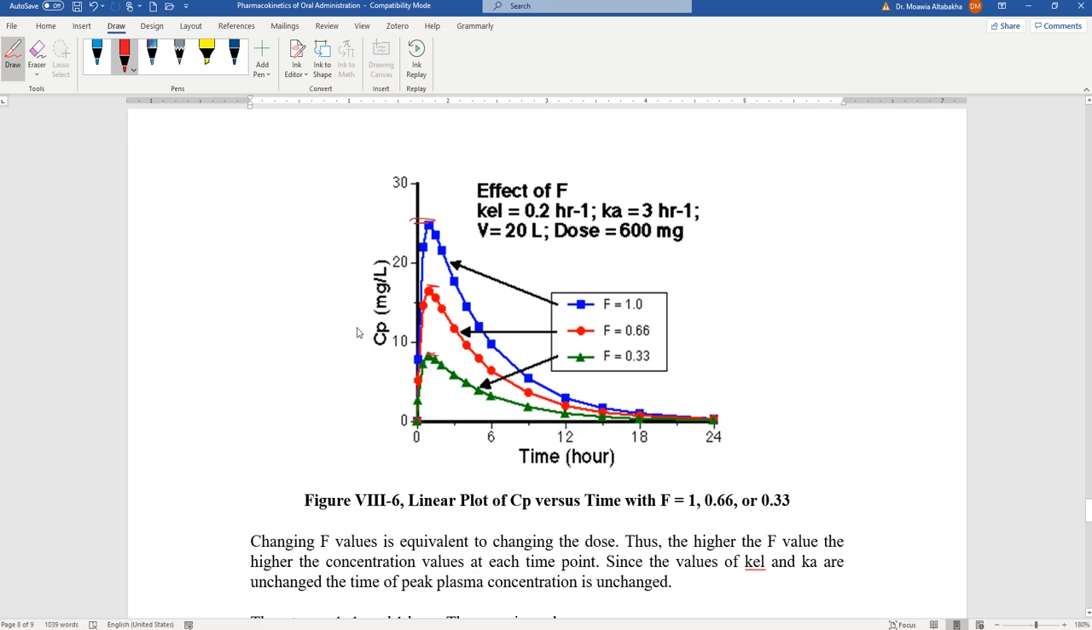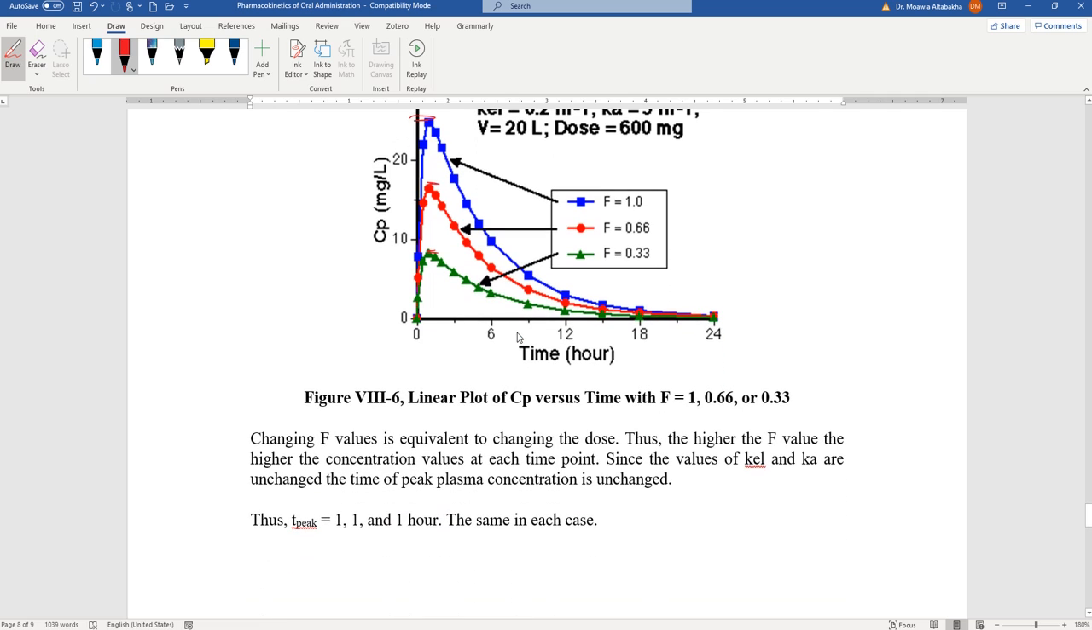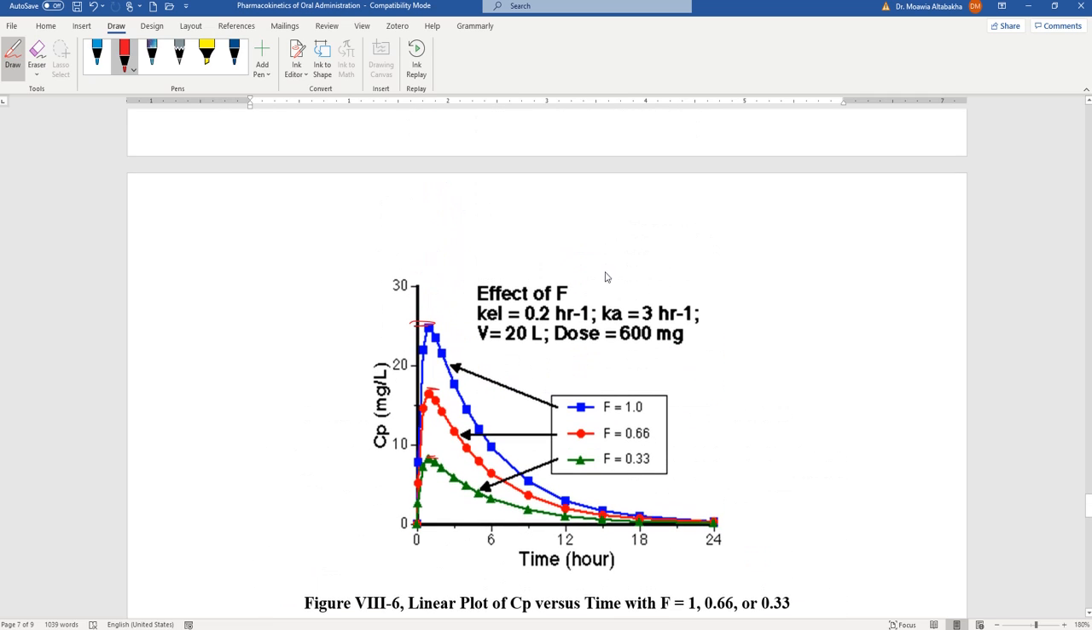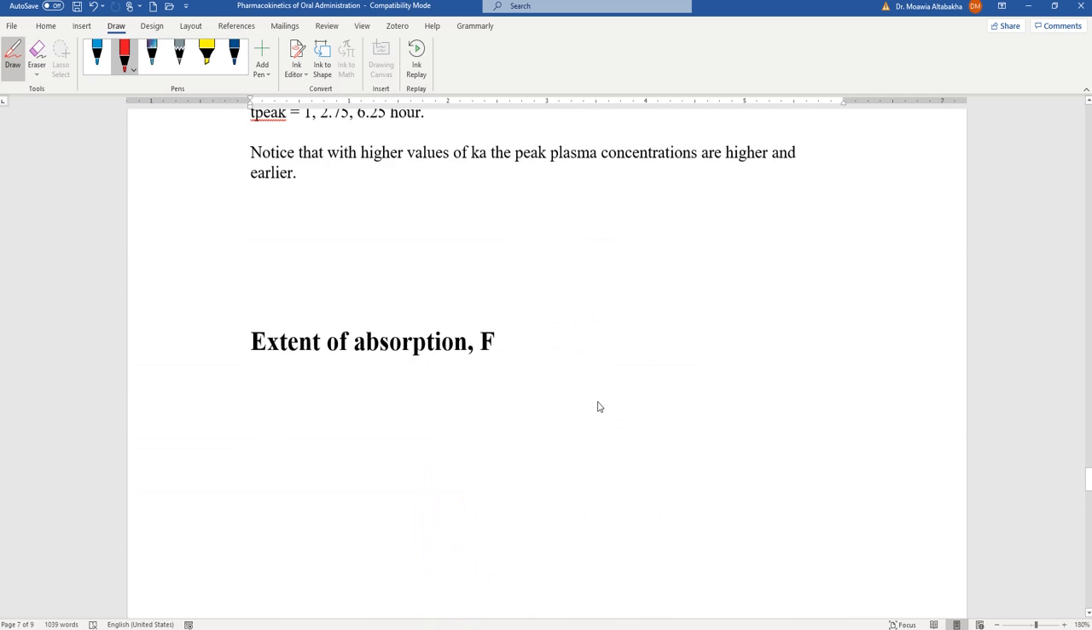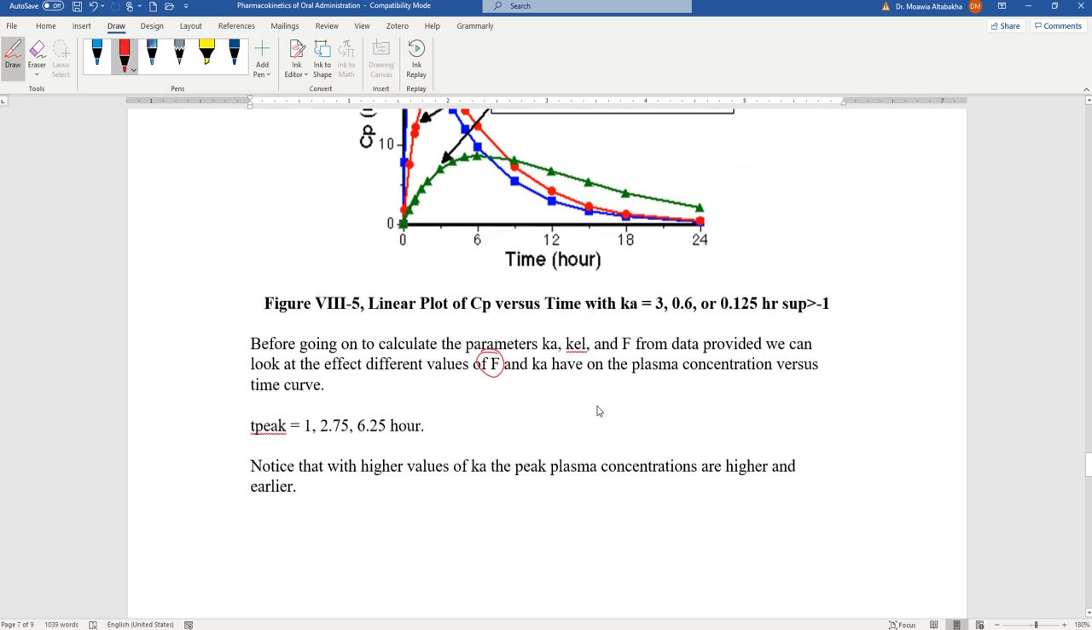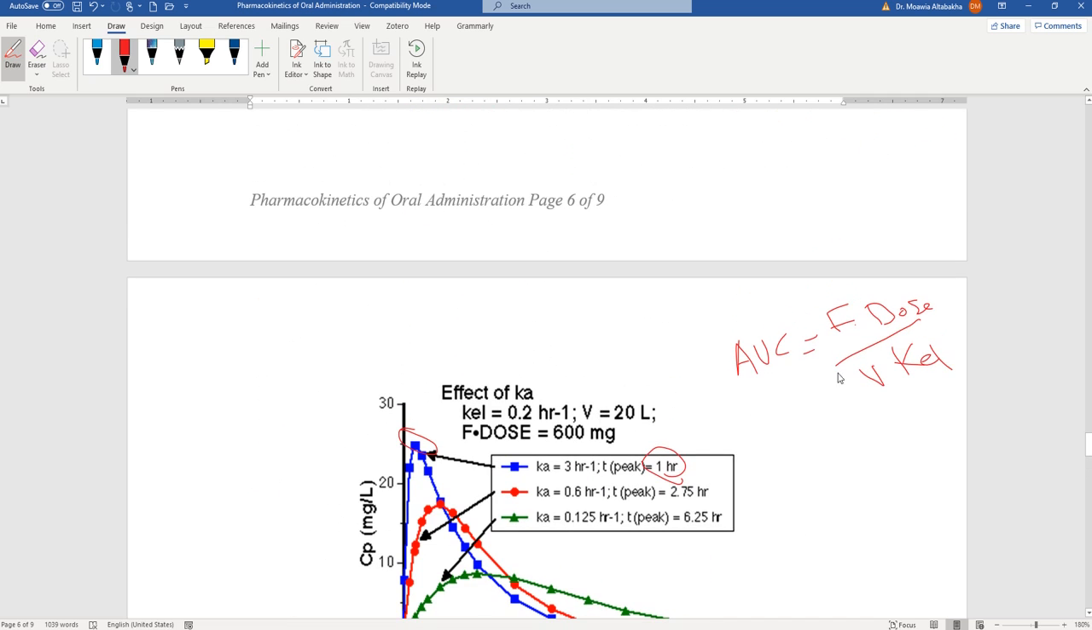Okay? So what is the effect of F? F affects the concentrations at all times and the effect is proportional to the change in F. And what is the effect of F on peak time? It has no effect at all. Does it have an effect on the AUC? Of course it has an effect on the AUC as we discussed earlier.